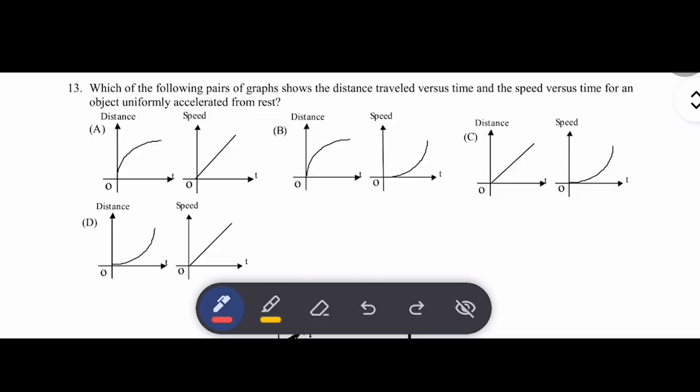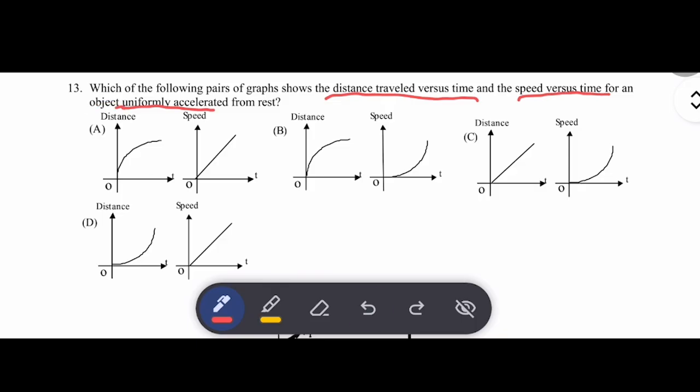It says, which of the following pairs of graphs shows the distance traveled versus time and the speed versus time for an object uniformly accelerated from rest? So based off what this question is asking, we're going to have these set of graphs A, B, C, and D, which all vary a little. So just deciphering this question one by one, we can see that it's a distance traveled versus time and a speed versus time, and it's asking for a uniformly accelerated object.